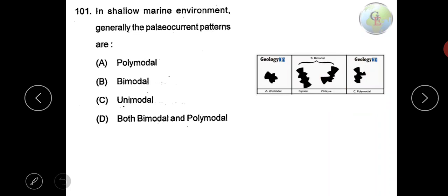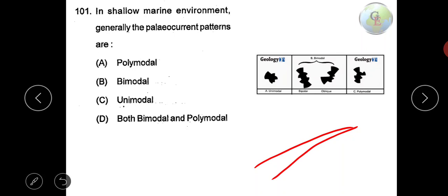As we know, the shallow marine environment mostly consists of shelf environment, and in shelf environment the most affecting factor is tidal force. In tidal force, the water goes in a direction and retreats in that direction. So the paleocurrent patterns should mostly be bimodal, but apart from the tidal current, other factors also influence the shallow marine environment, in negligible amounts.